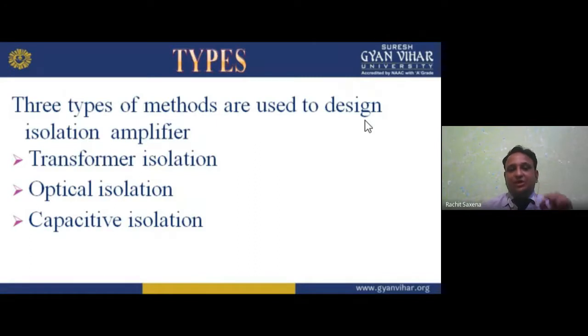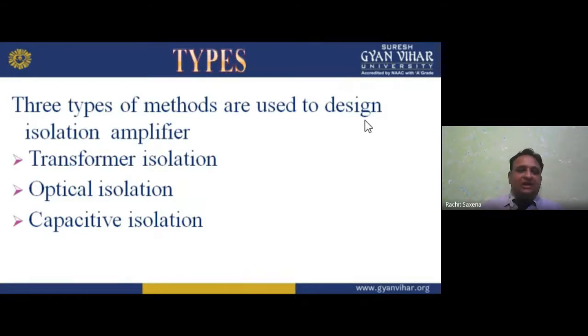Now the main purpose of this isolation amplifier is electrical isolation. Electrical isolation means we basically make isolation between the leakage current and the healthy, that is, fault and healthy. So we are making isolation between the healthy component and the faulty component.